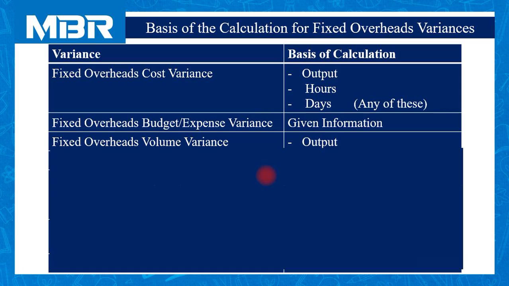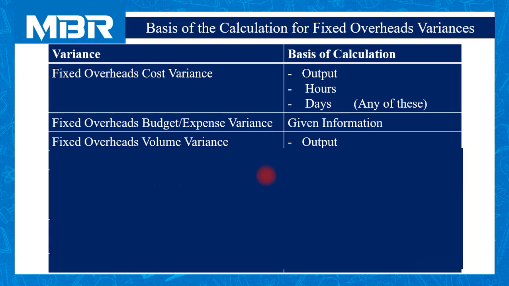Third, fixed overheads volume variance. The title of the variance itself is clear: it's volume, and volume is connected with the units of production, or say output. So the basis of calculation is output. We need to calculate fixed overheads volume variance based on the information of output, or you can say units of production.